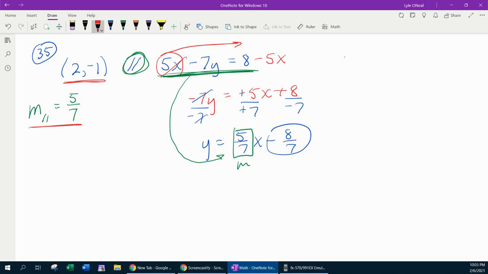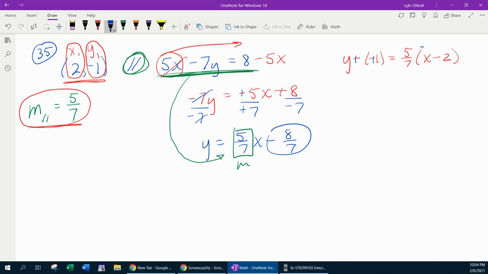And that's going to be y minus y1, which is -1, equals m, 5/7, times x minus x1, which is 2. And then I need to take this answer and rewrite it in slope-intercept form or standard form or whatever form they ask for. So two negatives make a plus. The 5/7 needs to distribute, and the plus 1 needs to come over.